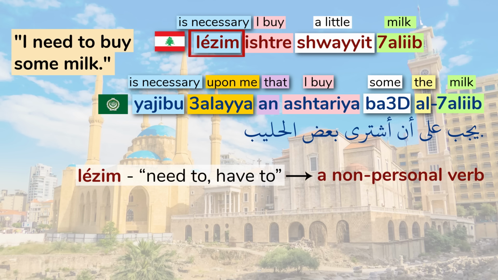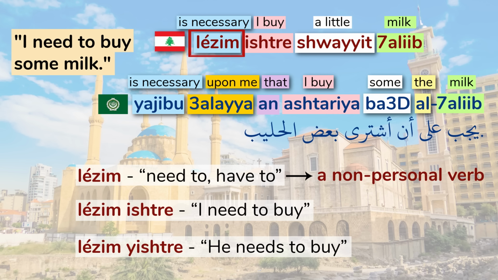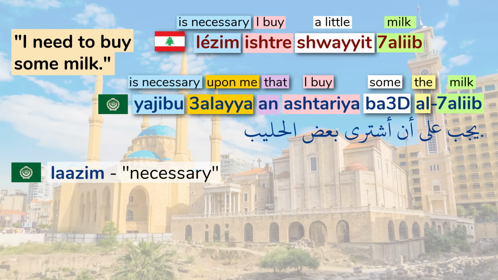It's very simple to use because it's a non-personal verb, so you don't conjugate it. It's simply followed by the non-past form of the next verb. لازم أشتري, I need to buy. لازم يشتري, he needs to buy, etc. The word lazim exists in MSA and means necessary, but it's not the typical way to say need to or have to. This way is more common instead.